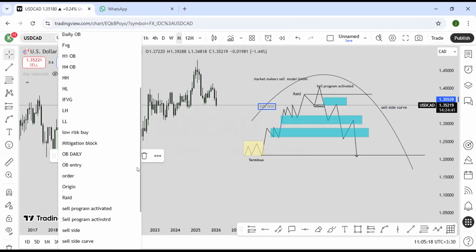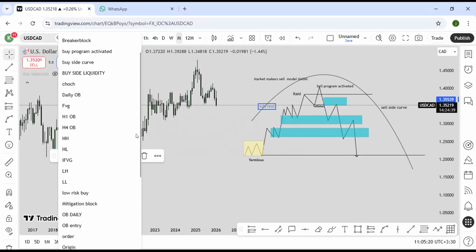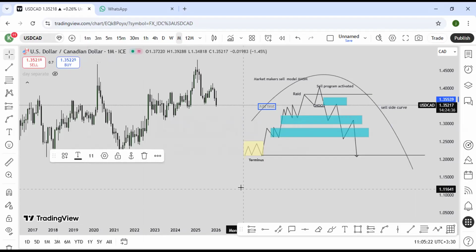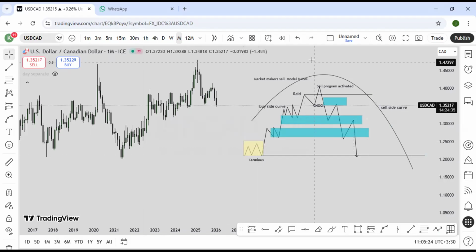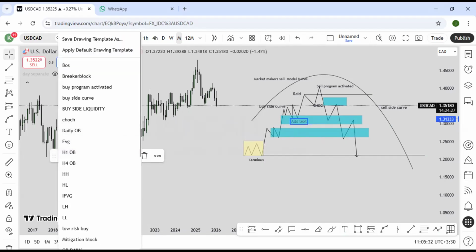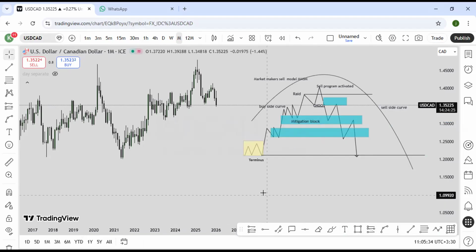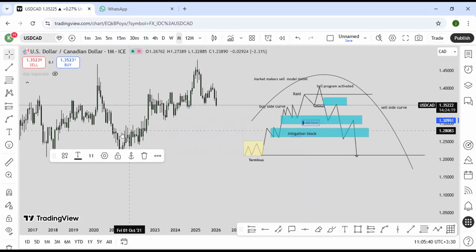Those are the only things that we want in the buy side of the curve. So this is a clear market maker sell model. Our low risk entry is from this mitigation block. Or you can also have, so this is the mitigation block. Then this is the inverse fair value gap.